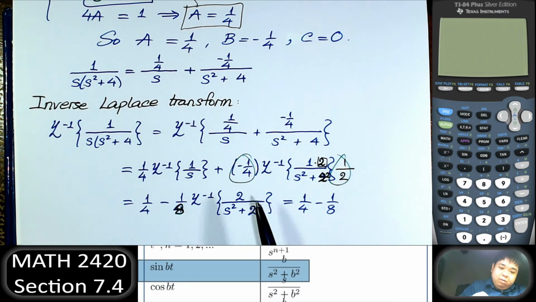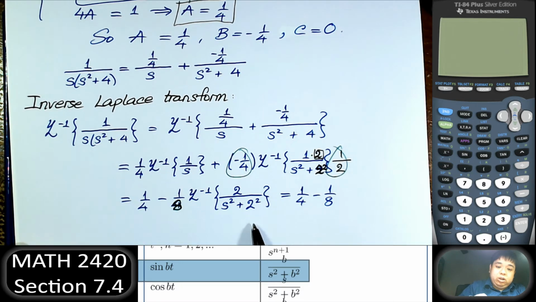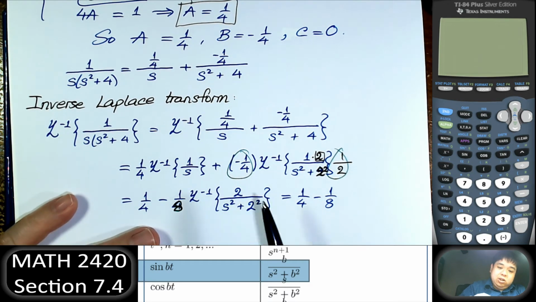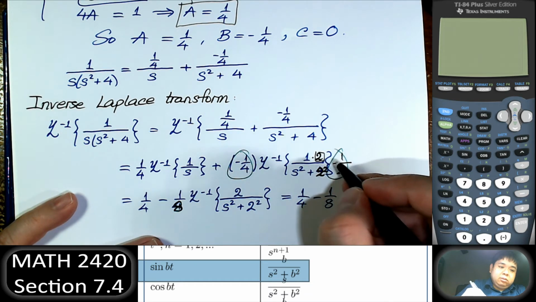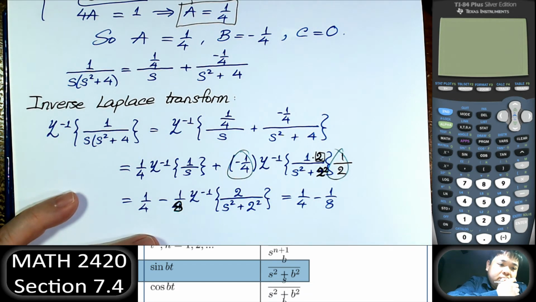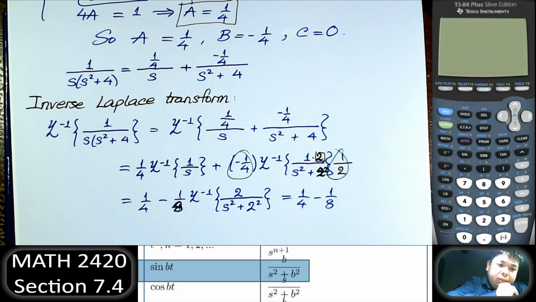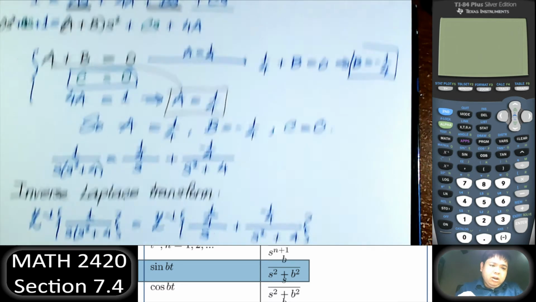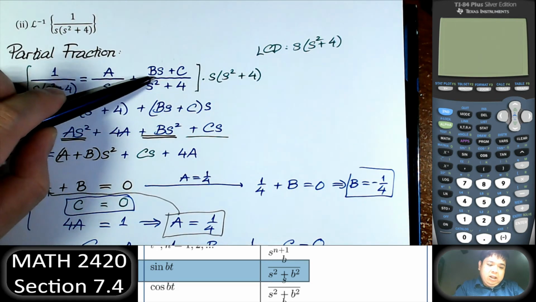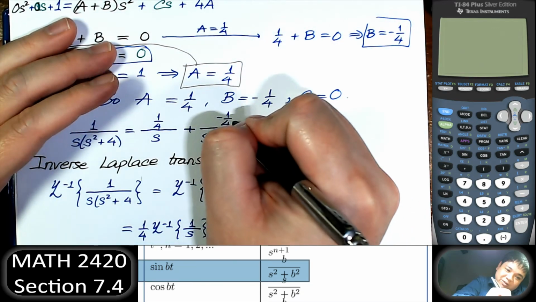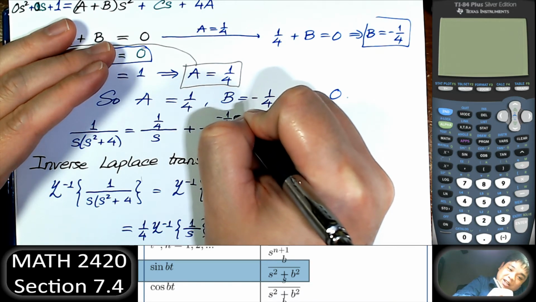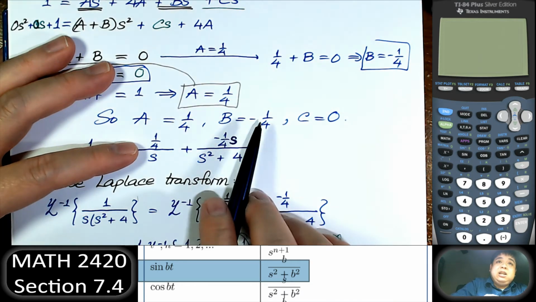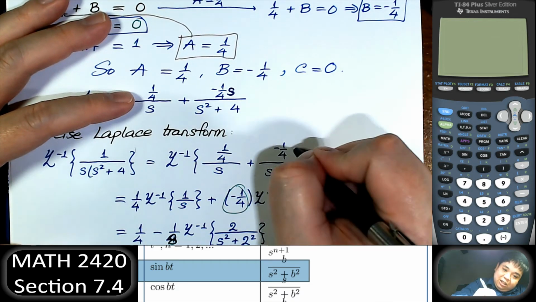So constant on top, that number matches with the bottom number's square. So this will be sine. Wait, did we? Okay, sorry, I made a mistake there. B is negative 1/4 and for B we have an S here, so sorry. That changes everything, sorry. B, so that should be just S.